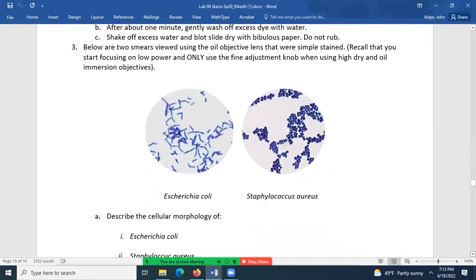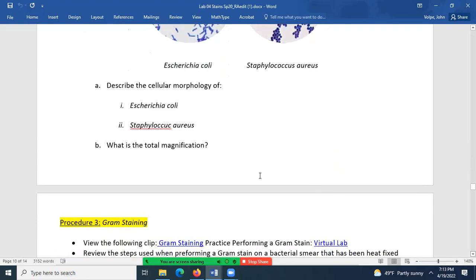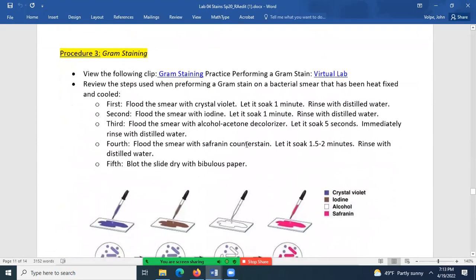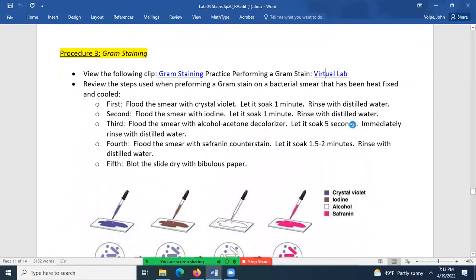And then describe the morphology of E. coli and Staphylococcus aureus. Here we're seeing Staphylococcus aureus. There's E. coli. And answer the question, what's total magnification? Then do procedure 3 on the gram stain. We have a little video on doing the gram stain. So watch the video and then run the virtual lab.